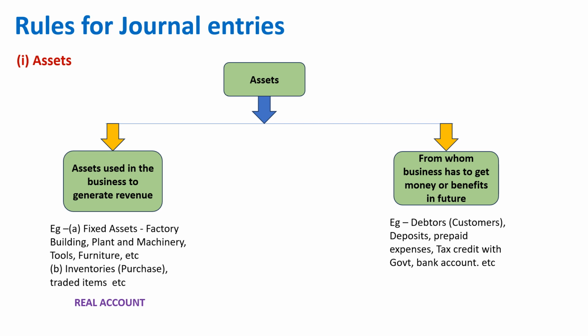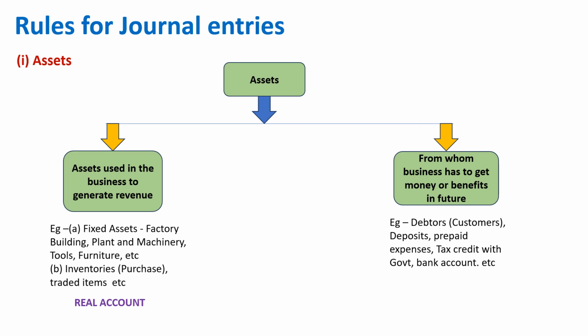Prepaid expenses. What are prepaid expenses? You have paid an advance to your supplier, correct? So what is happening in this case? You have paid an advance. If tomorrow he is not doing the activity or not giving the goods, you have 100% right to bring back that money from him. Or any benefits you will get in future, like goods and services. Hence that is also an asset. Tax credit from the government: you have tax input credit from the government, and that tax input credit you can either get in cash or utilize against your tax liability.